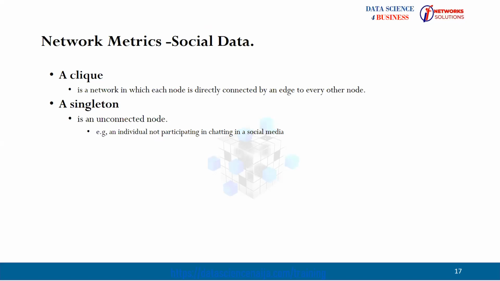We also sometimes have singletons. So we want to measure a social network by how many singletons exist there. So what is this? Okay, this is an unconnected node, as in it's just standing on its own there. We'll see something like that even in the network that we create in this training. So it's an individual, for example. This usually happens when an individual is not participating in the chat on a social media.